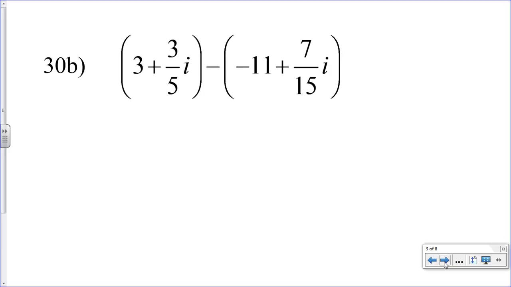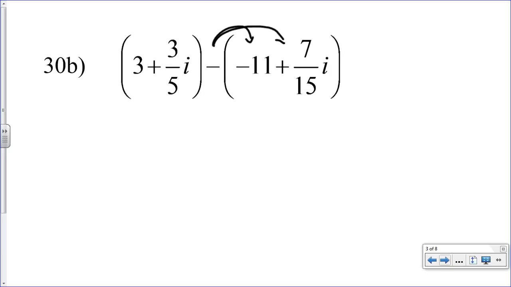If there is an addition or subtraction sign in between your parentheses, you are not multiplying. Do not multiply. Do not try to FOIL these. That is not what you're doing. You're just subtracting. Distribute your negative, and then we combine like terms.